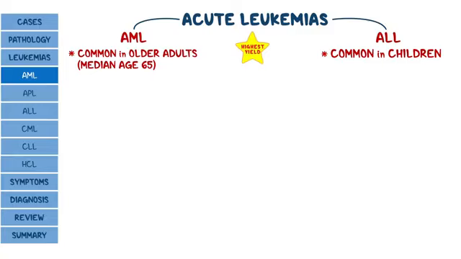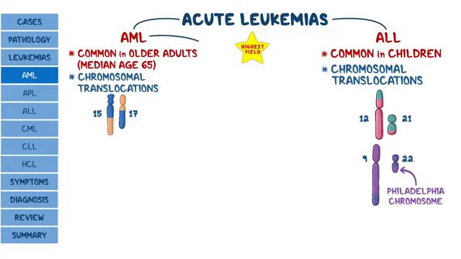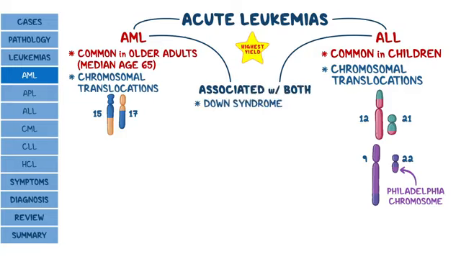AML is usually caused by chromosomal translocations, like translocation of chromosomes 15 and 17. ALL is also due to chromosomal translocations, like translocation of chromosomes 12 and 21, or translocation of chromosomes 9 and 22, also called the Philadelphia chromosome. Another condition often associated with both AML and ALL is Down syndrome, which is caused by an extra chromosome 21.